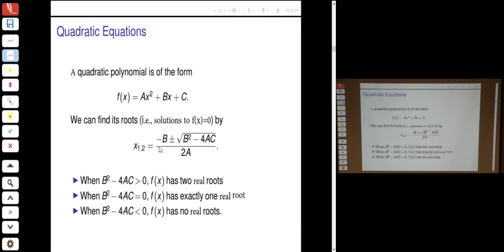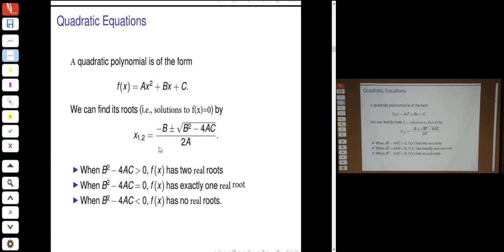A bit about quadratic equations. A quadratic polynomial is of the form f(x) = ax squared plus bx plus c, so functions of this form. We can find its roots, that is, solutions to f(x) = 0, by this kind of formula. If b squared minus 4ac is positive, then of course you are taking the square root of a positive number, so it is well defined. So f(x) = 0 has two real numbers as its solution.